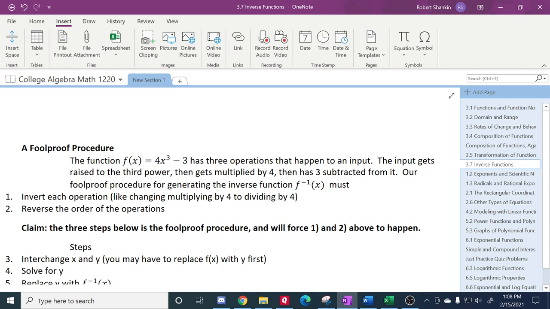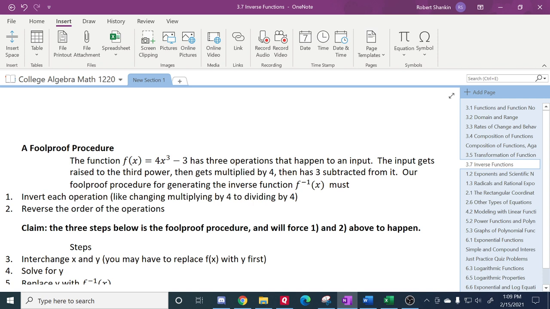So 3 different operations. Our foolproof procedure for generating the inverse function, f inverse of x, must invert each operation, like changing that multiplying by 4 into dividing by 4. And then also, since there are 3 different operations, it must reverse the order of the operations.